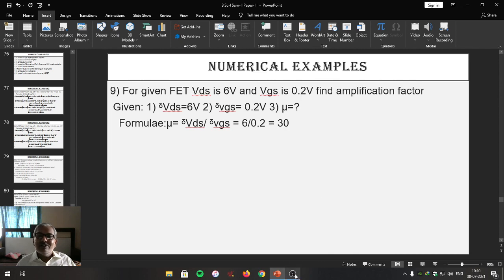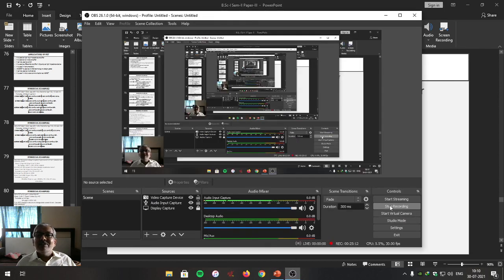Student friends, that's all about topic number 4, that is field effect transistor. Next time we'll go for the last topic of your syllabus, and that is known as thyristor. Again, it is a kind of a different topic related with study of some new semiconducting devices. Friends, today we'll stop. Next time we'll go for the new topic.